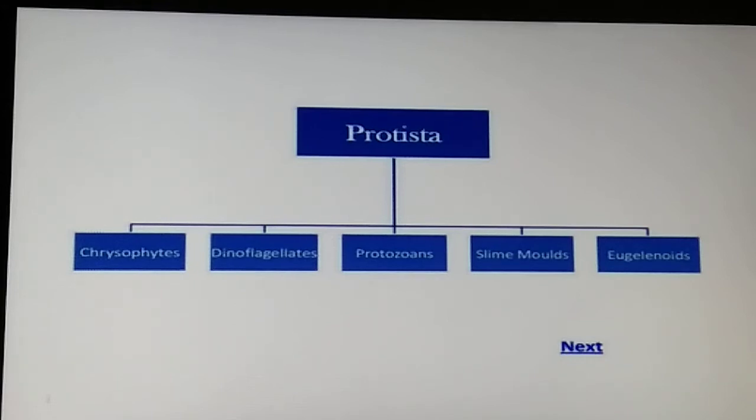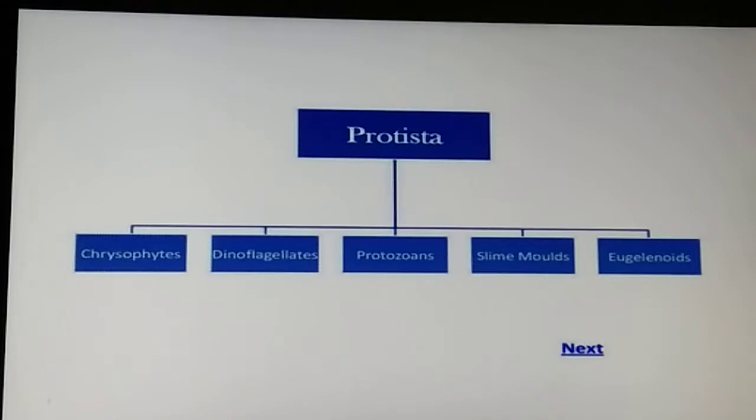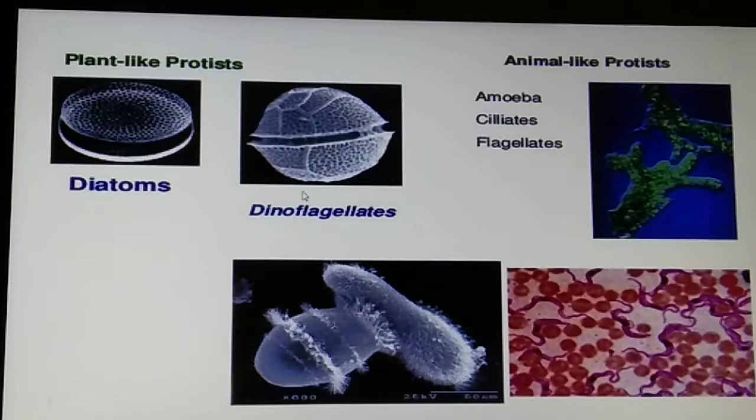Being eukaryotic, the protistan cell body contains a well-defined nucleus and other membrane-bound organelles. Some have flagella or cilia. Protists reproduce asexually and sexually by a process involving cell fusion and zygote formation. Now students, kingdom Protista includes chrysophytes, dinoflagellates, protozoans, slime moulds and euglenoids. So you can see here, students, plant-like Protista we have diatoms, dinoflagellates, and animal-like Protista: amoeba, ciliates, flagellates.